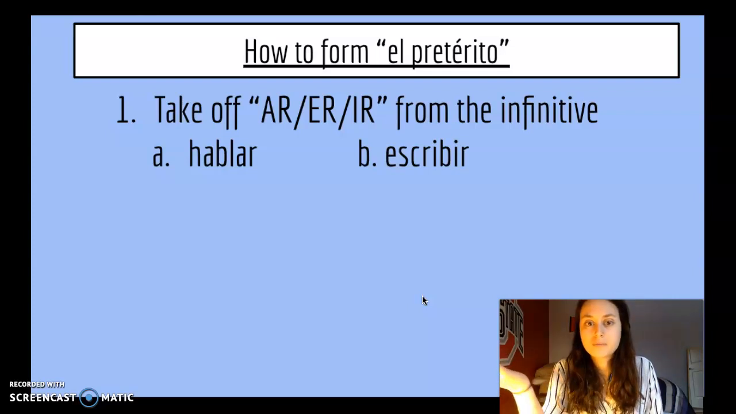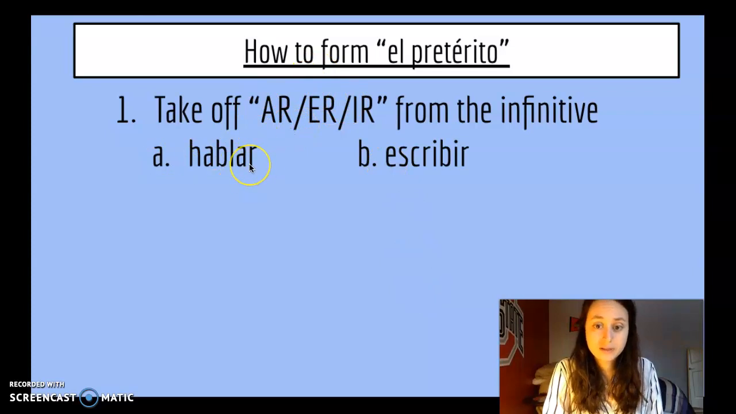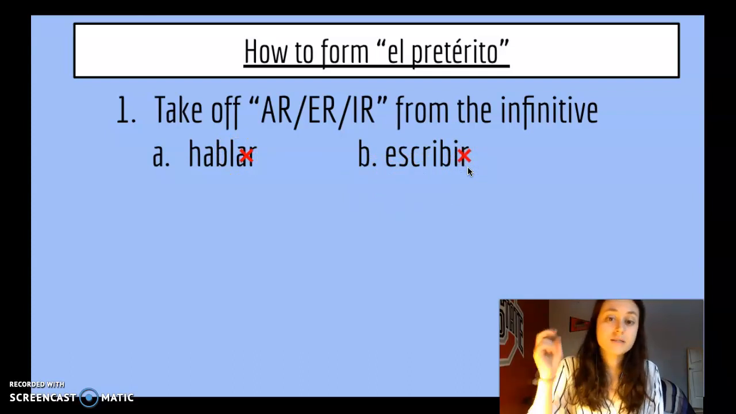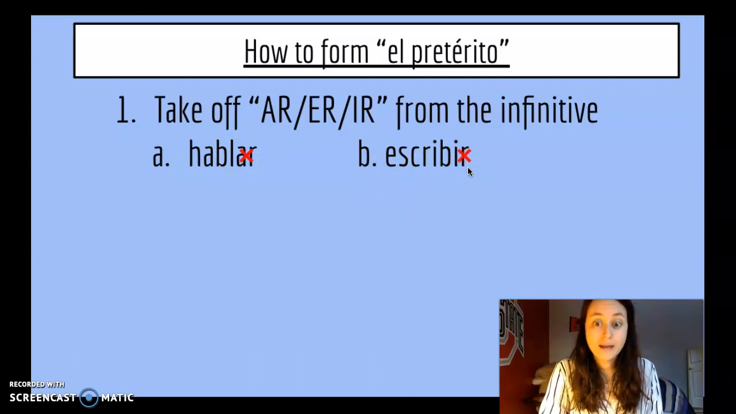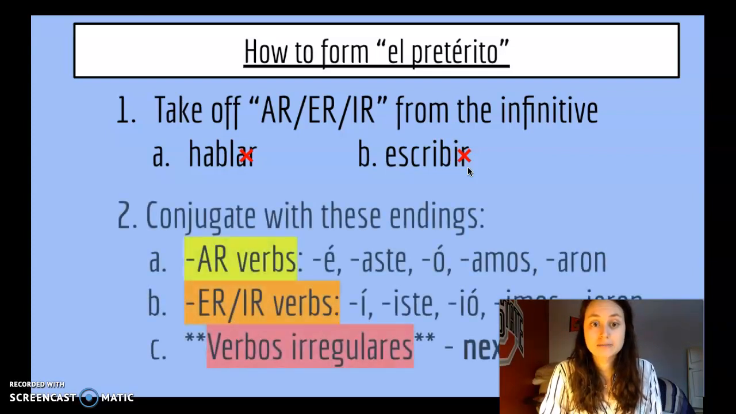Señorita León, how do I form this? Well, there's two main steps. You're going to take a verb in the infinitive, okay? So hablar or escribir. And you're going to take off the infinitive ending, okay? So if it's an AR verb, you'll take off the AR, like hablar. Or if it's an IR or ER verb, you're going to take off the ER, okay? Then step two, we have new endings, okay? We're going to add our new preterite endings.